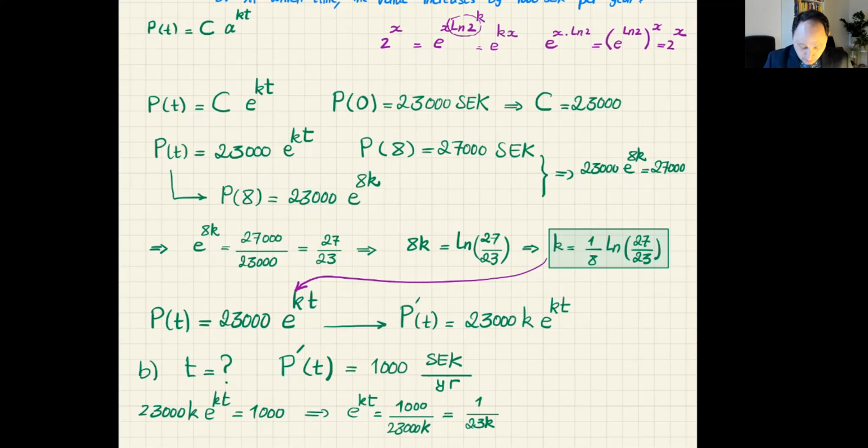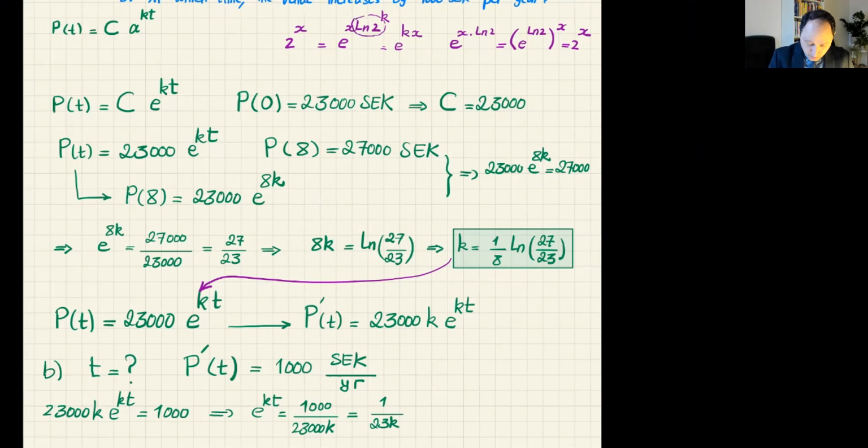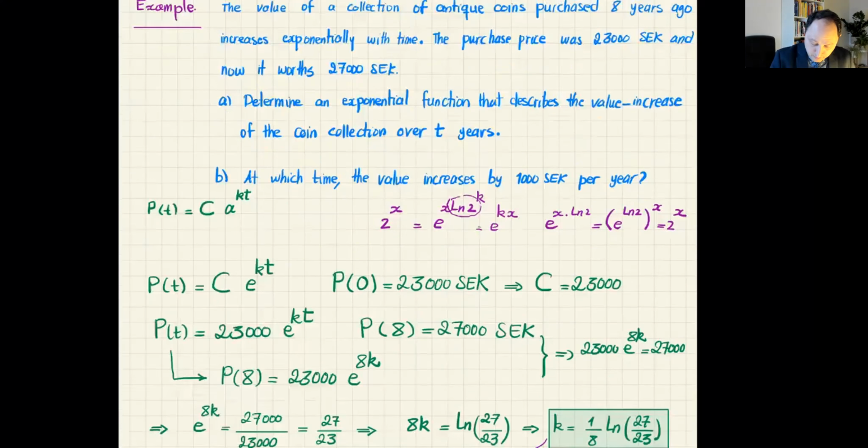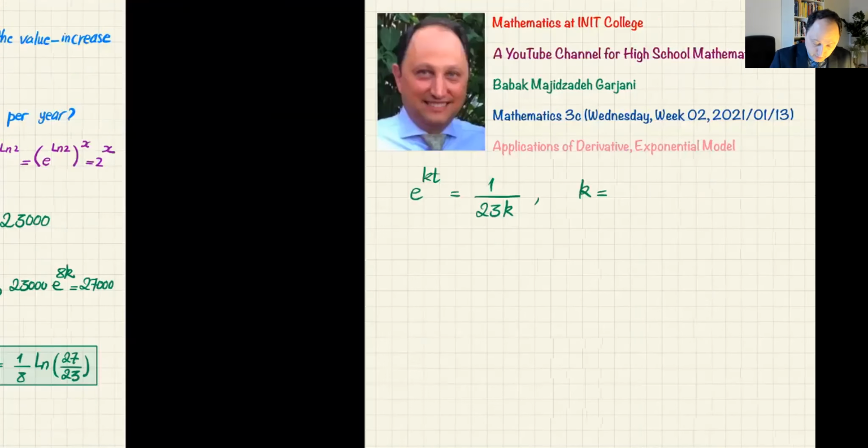So let me go to the other page to solve this one. Again, I am telling you, if I ask you, is it a known number? Yes, because k is approximately this number. You can plug it here and find the answer. K is also known. Then you need to find this t. So let me take this on with me. So let me go to the other page. So I have e to power kt is equal to 1 over 23k. On the other hand, k is equal to this number, 1 over 8 ln of this.